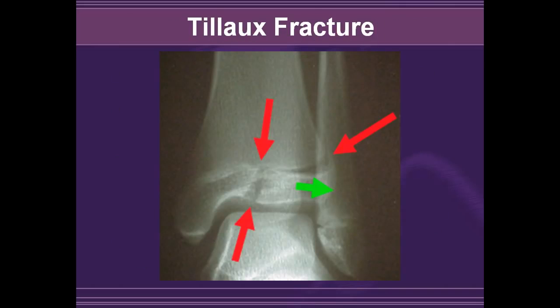So this is an example of a triplane fracture. We have a fracture extending through the growth plate, extending through the epiphysis into the plafond of the mortise, and there's a vertical fracture component.